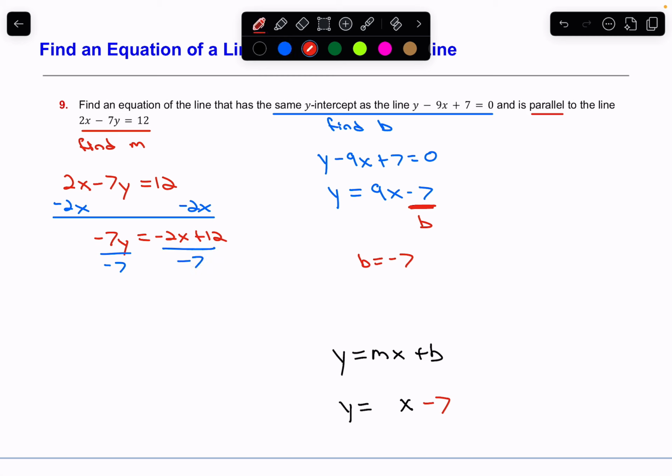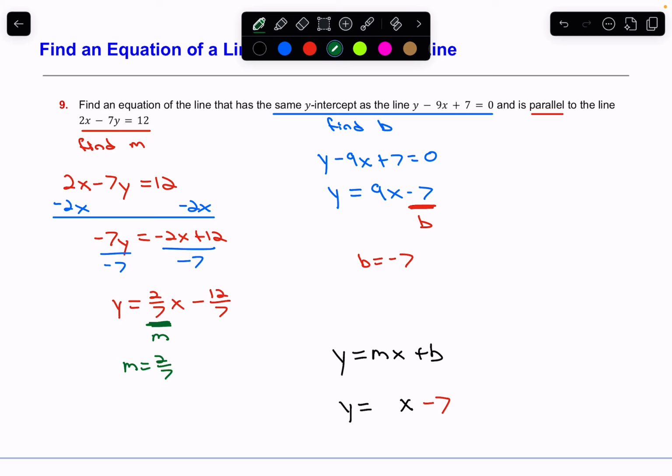When I simplify this, I get y on the left is equal to negative 2 over negative 7 is positive 2 over 7, and 12 over negative 7 is negative 12 over 7. Okay, so just make sure you're careful with your negative signs there, seeing what cancels. And from this equation, we can see that the 2 over 7 is our m.